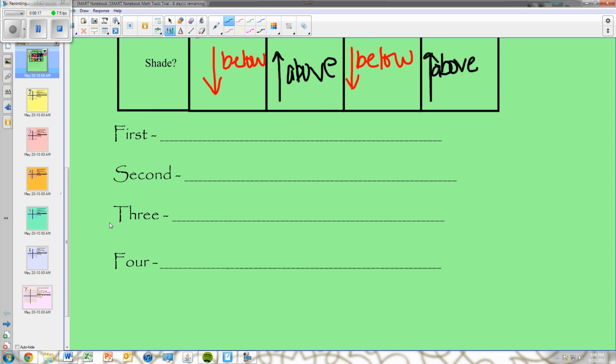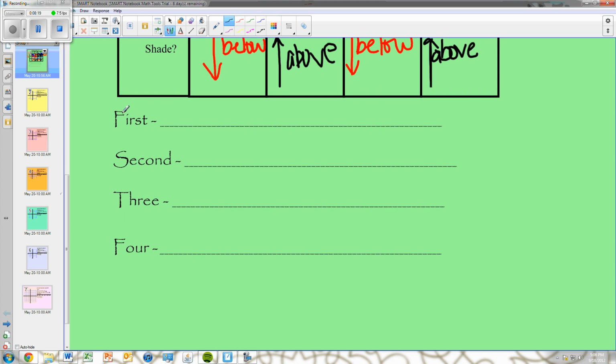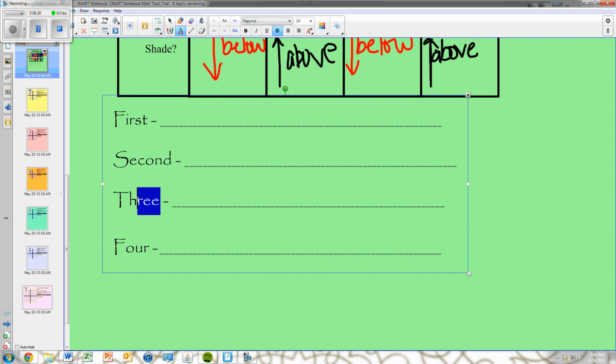So further down on your paper, it has these words: first, second, third, and fourth. What we are going to do is talk about the steps to graphing an inequality. And as I said earlier, graphing an inequality and graphing an equation are very similar. So those steps are really going to be the same.